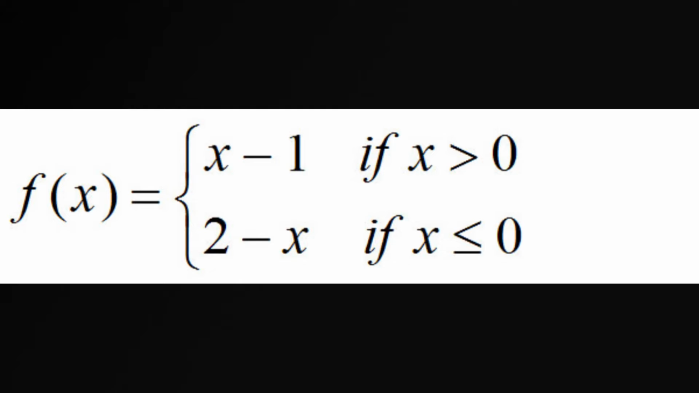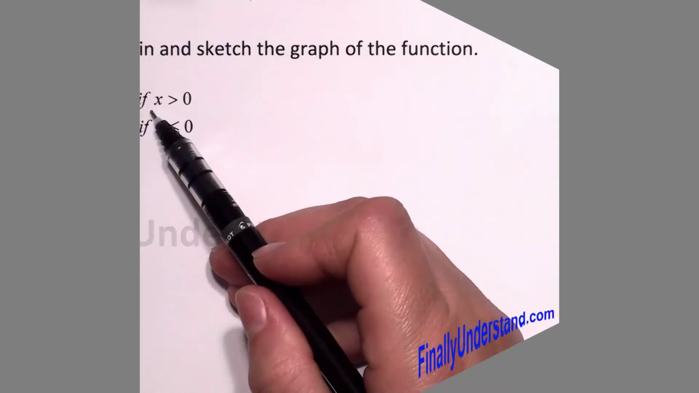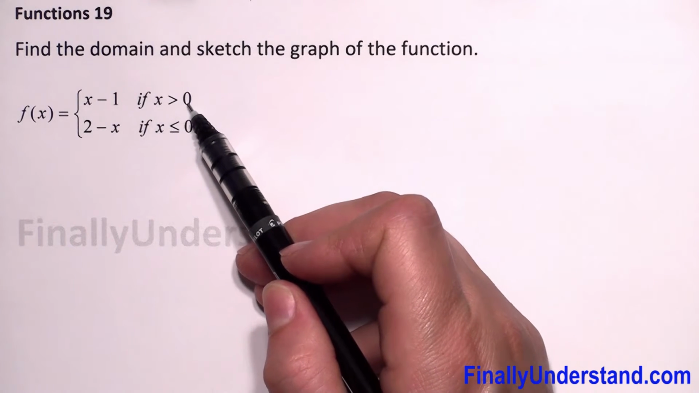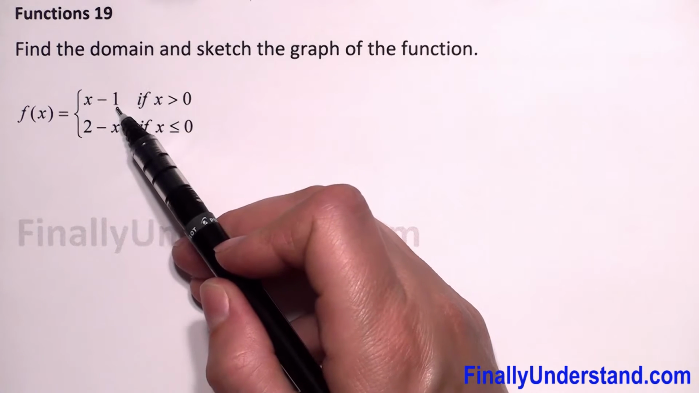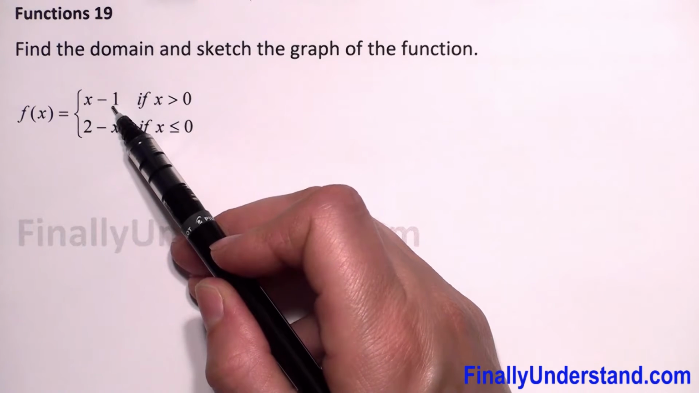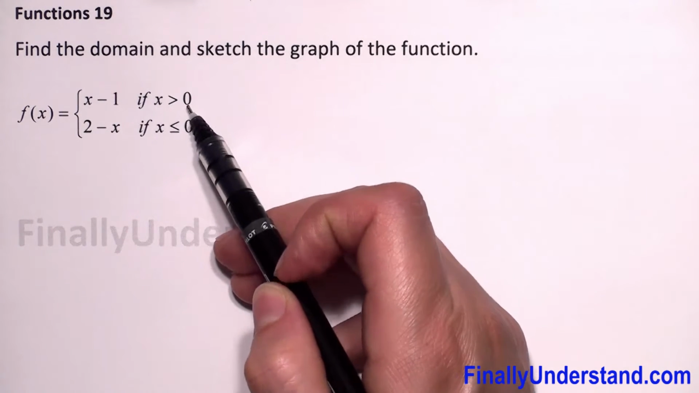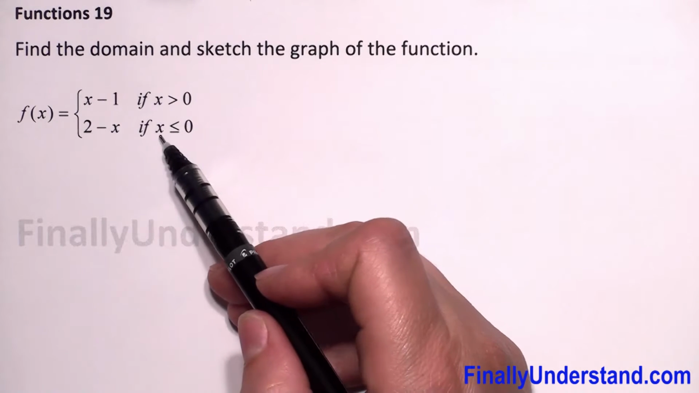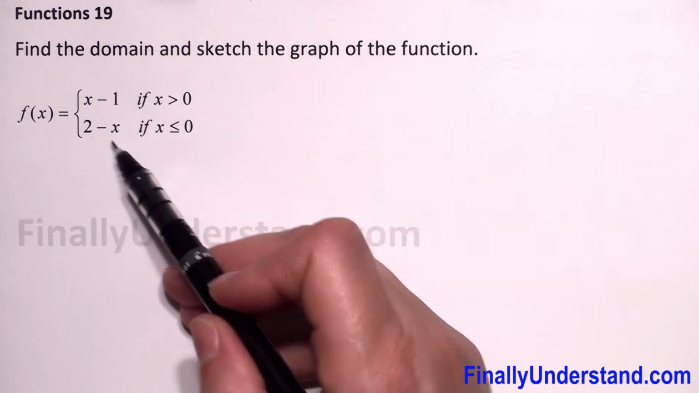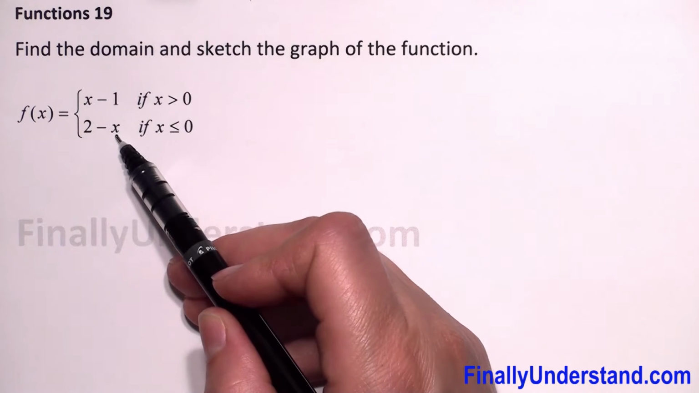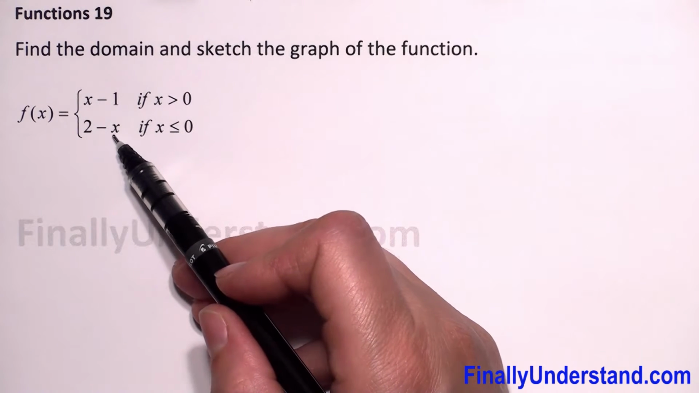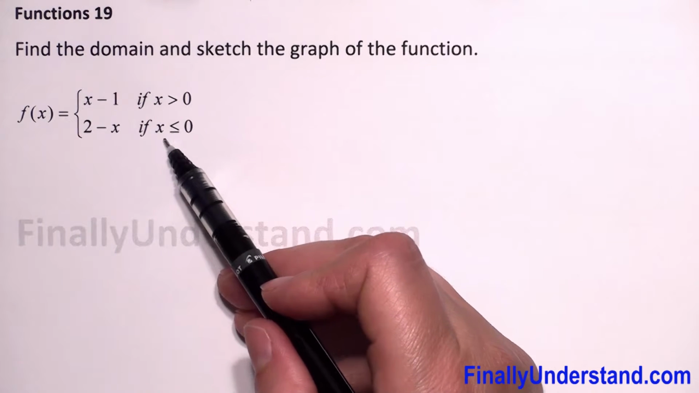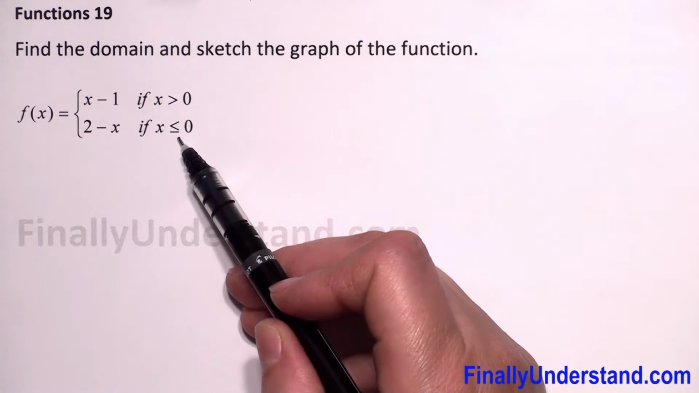We have given function f, which has two parts. For x greater than 0, we have x minus 1, a linear function, so the graph will be a straight line for x greater than 0. And for x less than or equal to 0, we have 2 minus x, which is again a linear function, so the graph will be a straight line, but for x less than or equal to 0.